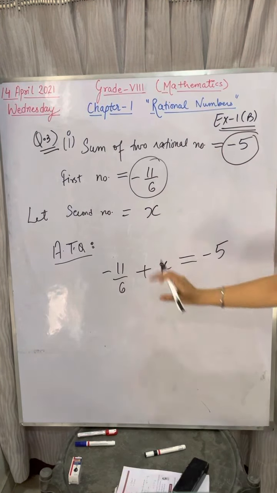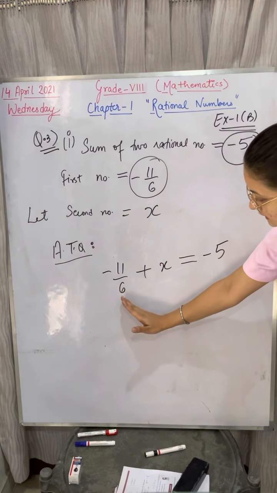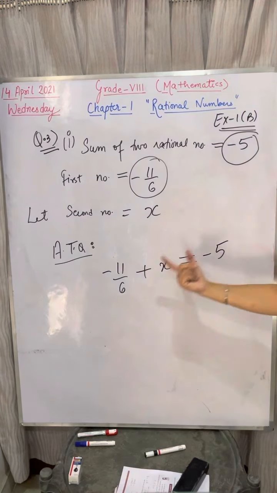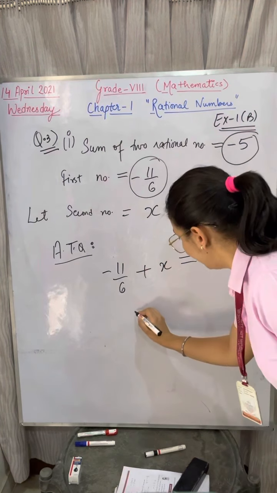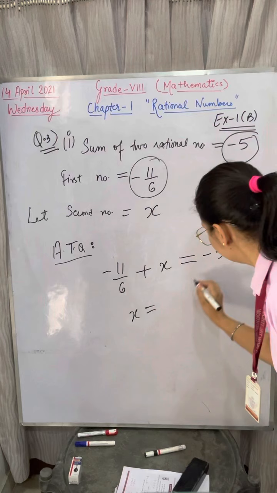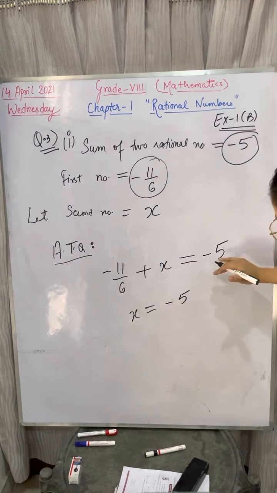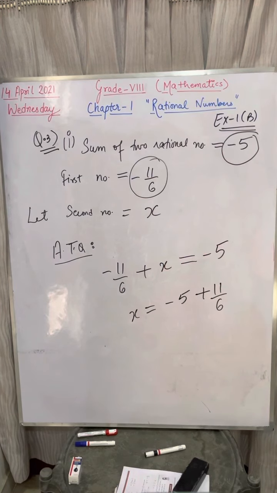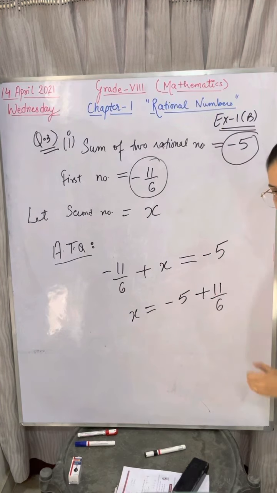Any doubt up to here? Because they are saying this is the first number, the second number, and the sum of these means the addition of these two numbers is equal to minus 5. Right? Now, x will be here, and minus 5 is here. I am taking minus 11 upon 6 to this side, so this will become plus 11 upon 6. When a negative value goes to the opposite side, it will become positive.